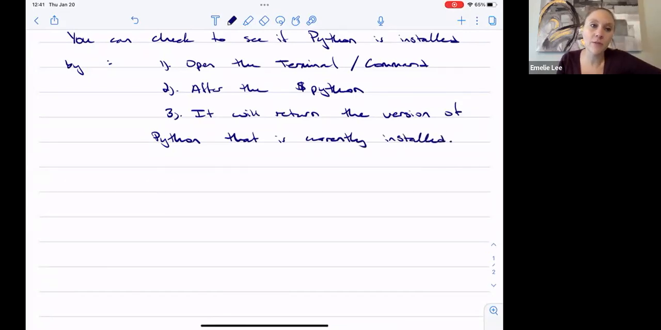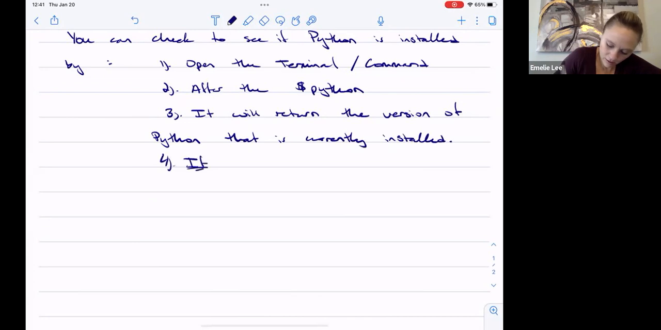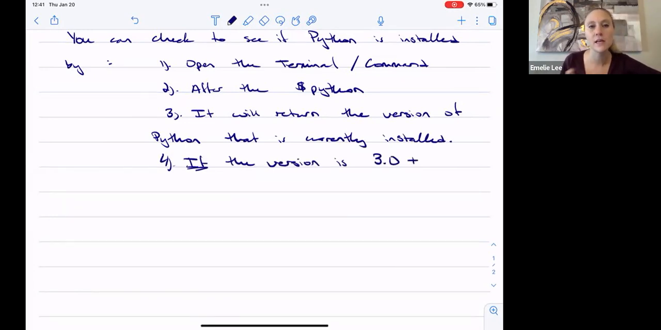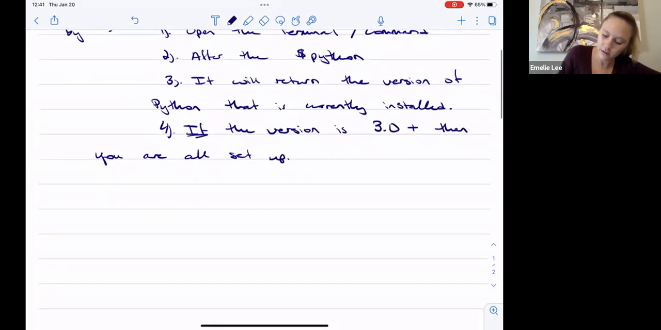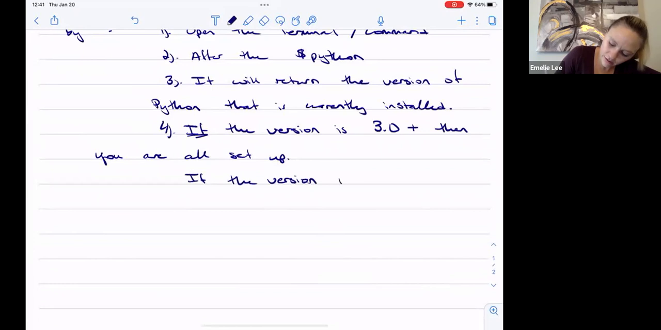Okay. If you have a version 3.0 or above, then it seems like you're all set up. So if the version is 3.0 plus, then you're all set up.